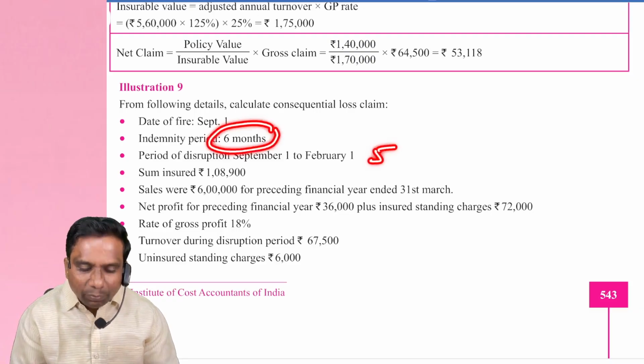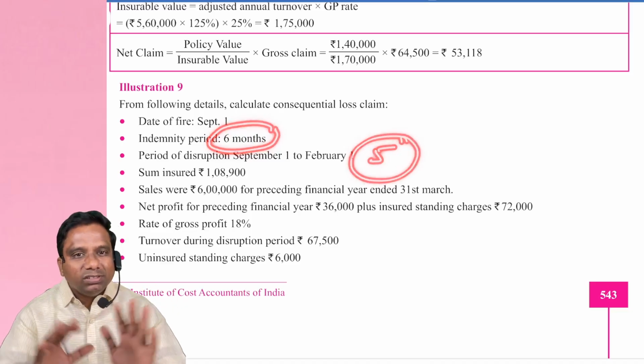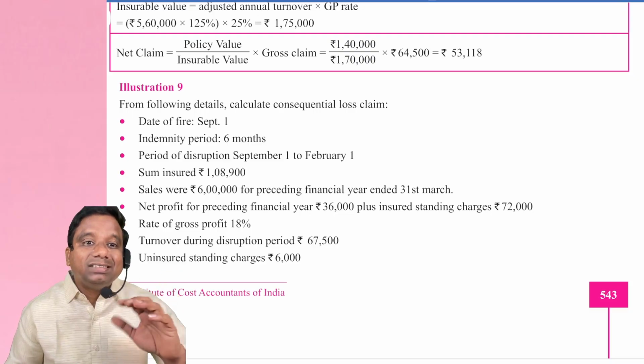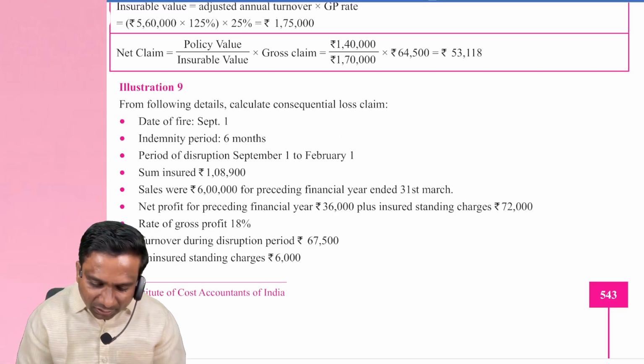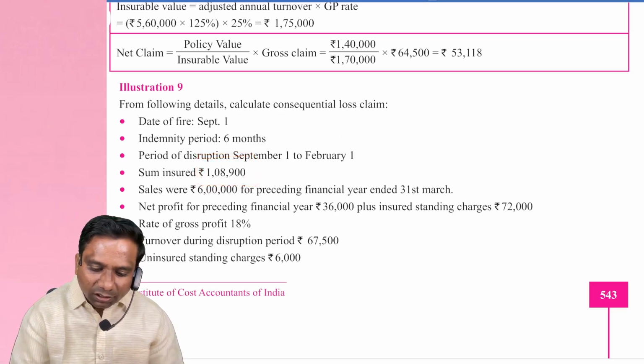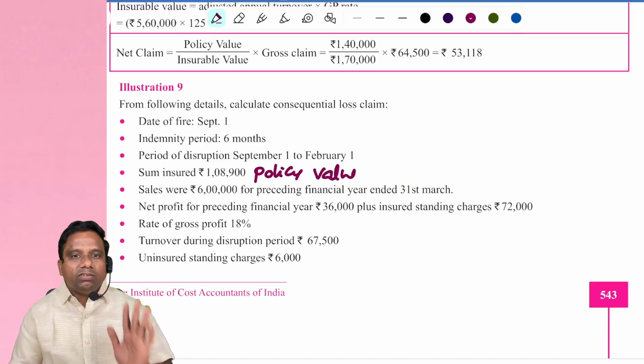Whereas the indemnity period is 6 months. Now the insurance company can give you only 5 months of indemnity period. Don't expect 6 months. Sum insured is nothing but the policy value. Okay, sir, this is our policy value.